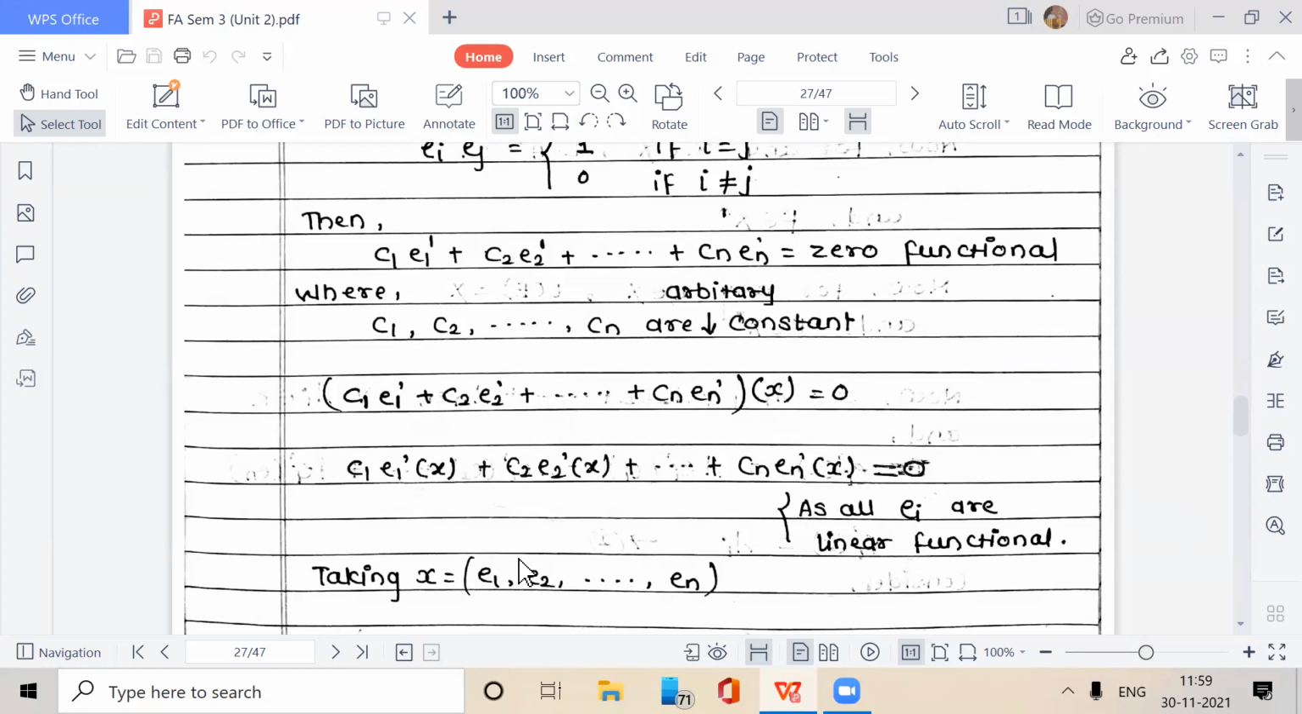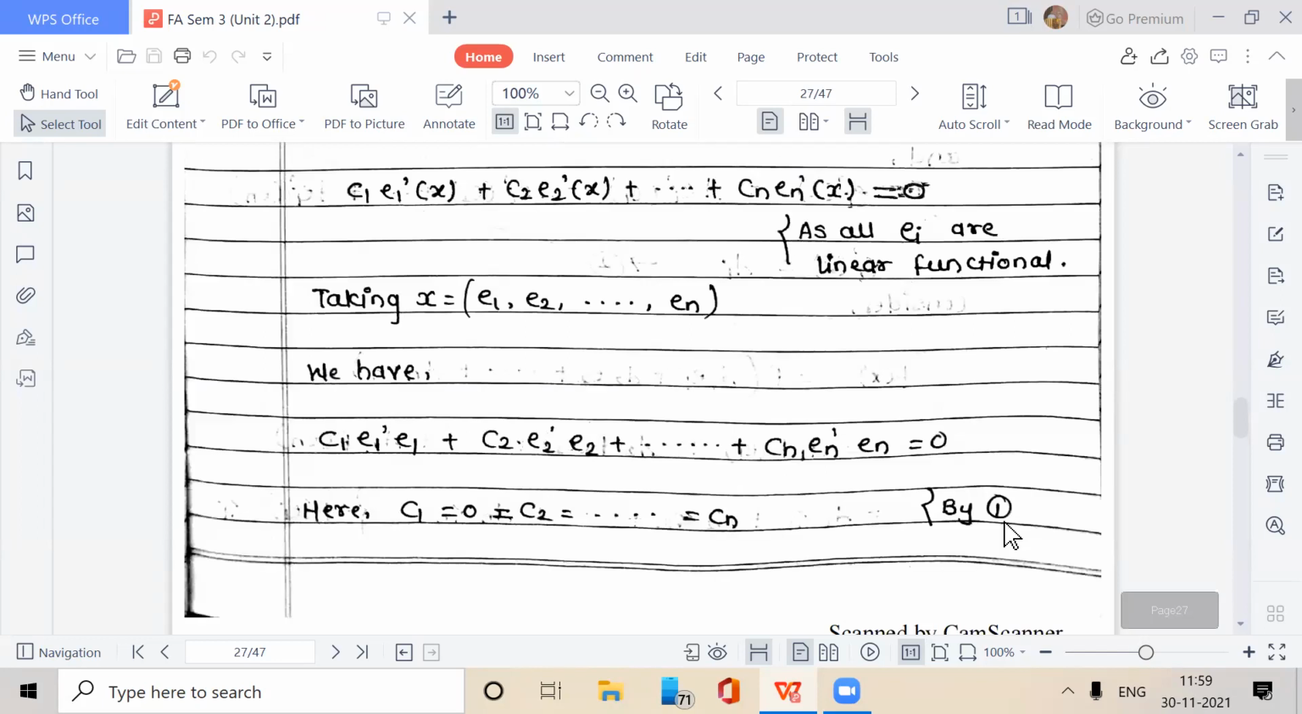Now take an element X is equal to E1. If there is any correction, I will tell you. So C1 into E1 dash into E1 plus C2 into E2 dash into E1 plus and so on Cn into En dash into E1 is equal to 0. This implies C1 is equal to 0. Similarly, we get C2 is equal to 0, C3 is equal to 0 and Cn is equal to 0. This proves that E1 dash, E2 dash up to so on En dash is linearly independent.